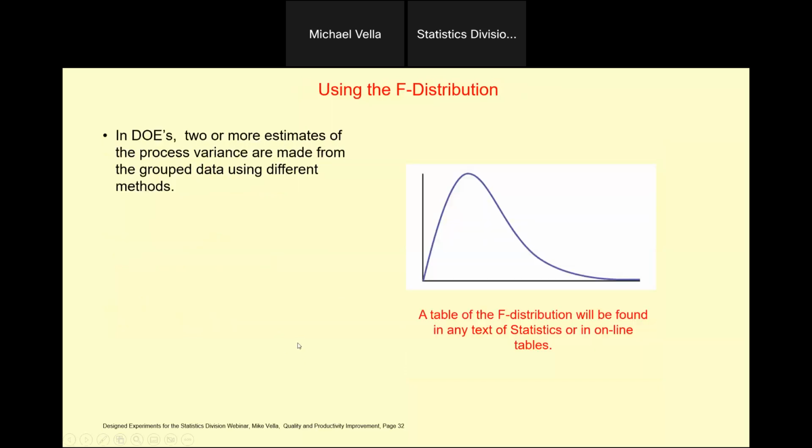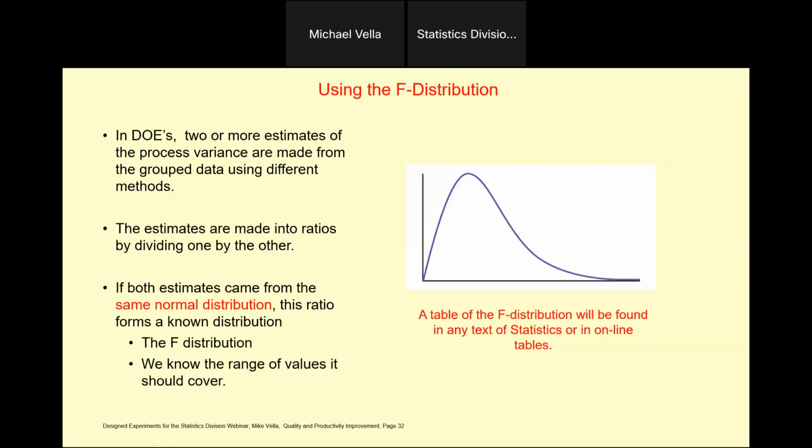So using the F distribution, if two or more estimates are made from your experiments, and the process variances are made from the group data, and these estimates are made into ratios by dividing one into the other, and if both estimates come from the same normal distribution, this ratio forms a known distribution. It's called the F distribution.